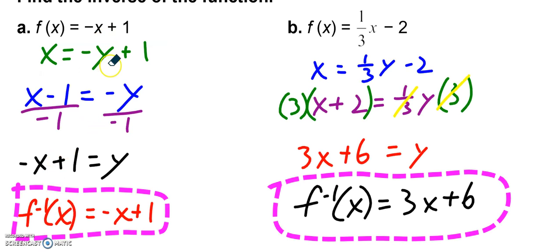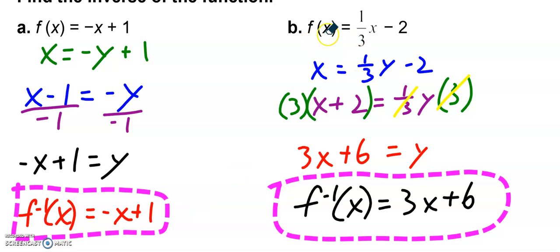All right, so for a, first thing I did is I switched the x and y. So instead of f of x equals negative x plus 1, I say x equals negative y plus 1. And if you are getting confused because here I'm writing y and here it's f of x, remember those are interchangeable. And if you prefer, just leave it as f of x. That's totally fine. So then I subtract 1, and I get x minus 1 equals negative y, and then I divided both sides by negative 1, so this became negative x plus 1 equals positive y. Then I just rewrite using my inverse notation, so f inverse of x equals negative x plus 1.